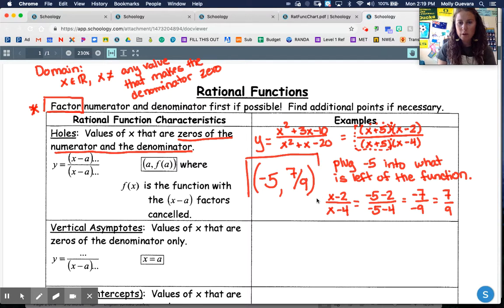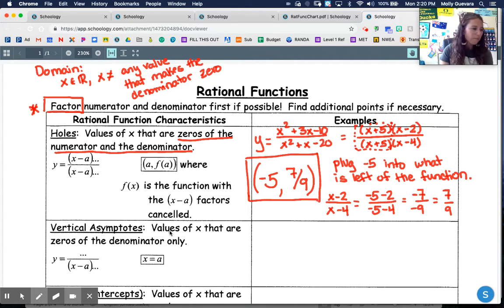Okay, so if you have something that is a 0 on both the top and the bottom, then you have a hole. And then to find the coordinate of the hole, you have to plug the x value into whatever's left of the function. Hopefully that makes sense. We're feeling good. Let's try the next one.